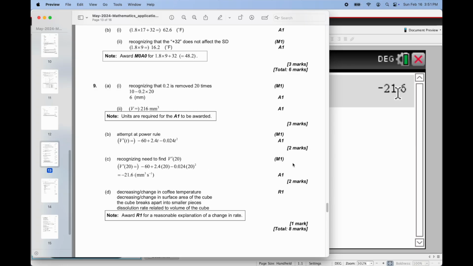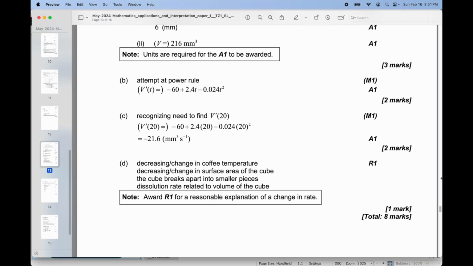This is from the mark scheme right here. Let me just pull this up. So we have the change in coffee temperature, the change in surface area of the cube. That's kind of interesting. So it gets smaller and smaller in terms of the overall exposure of the surface area, and so that might also influence the rate at which this sugar cube dissolves. Cube might break into pieces. Yeah, if we put a sugar cube in some hot coffee or tea, it does break apart, and that would also influence the rate at which it dissolves.